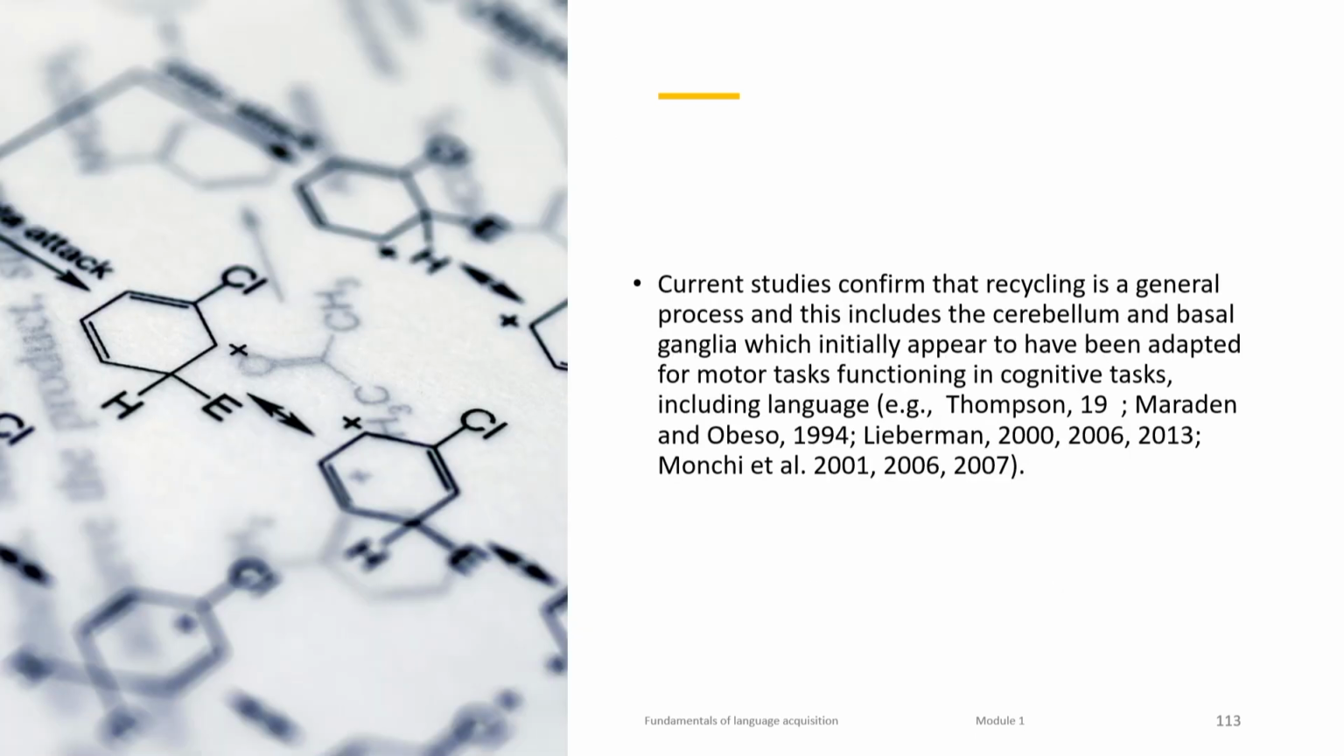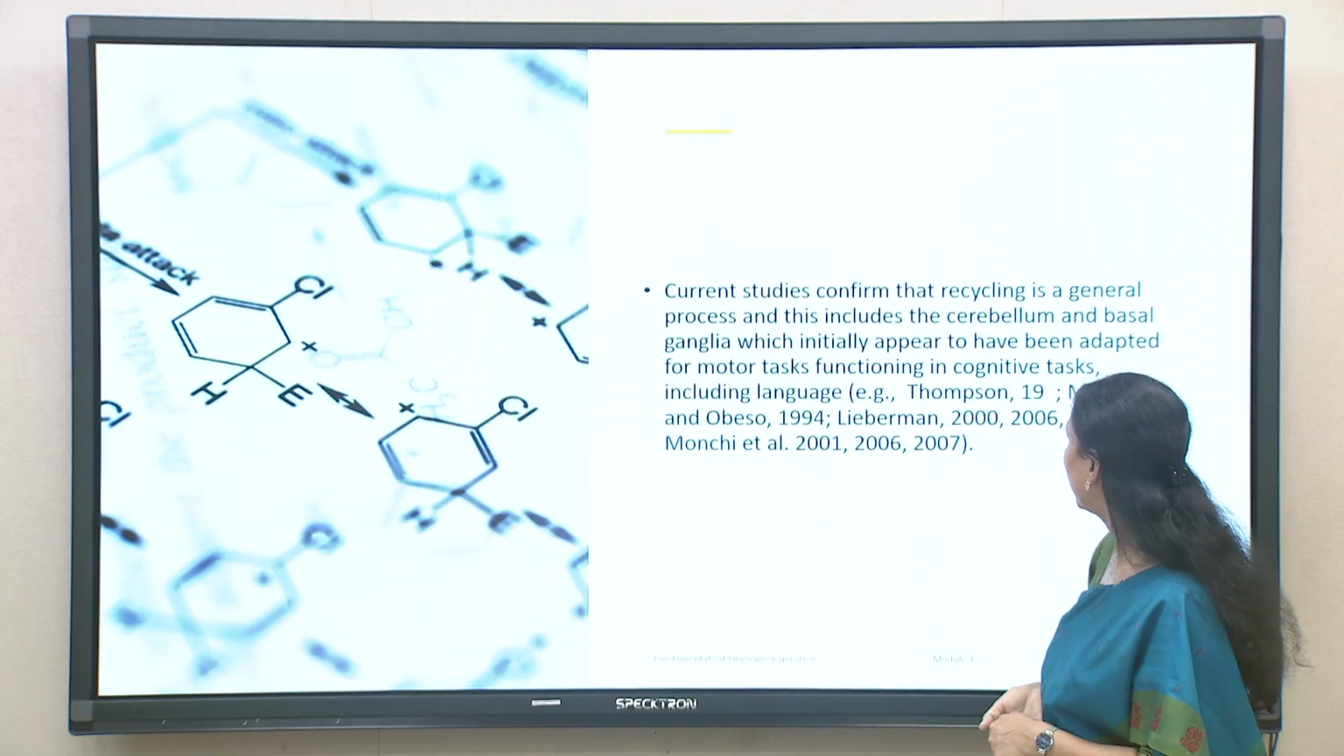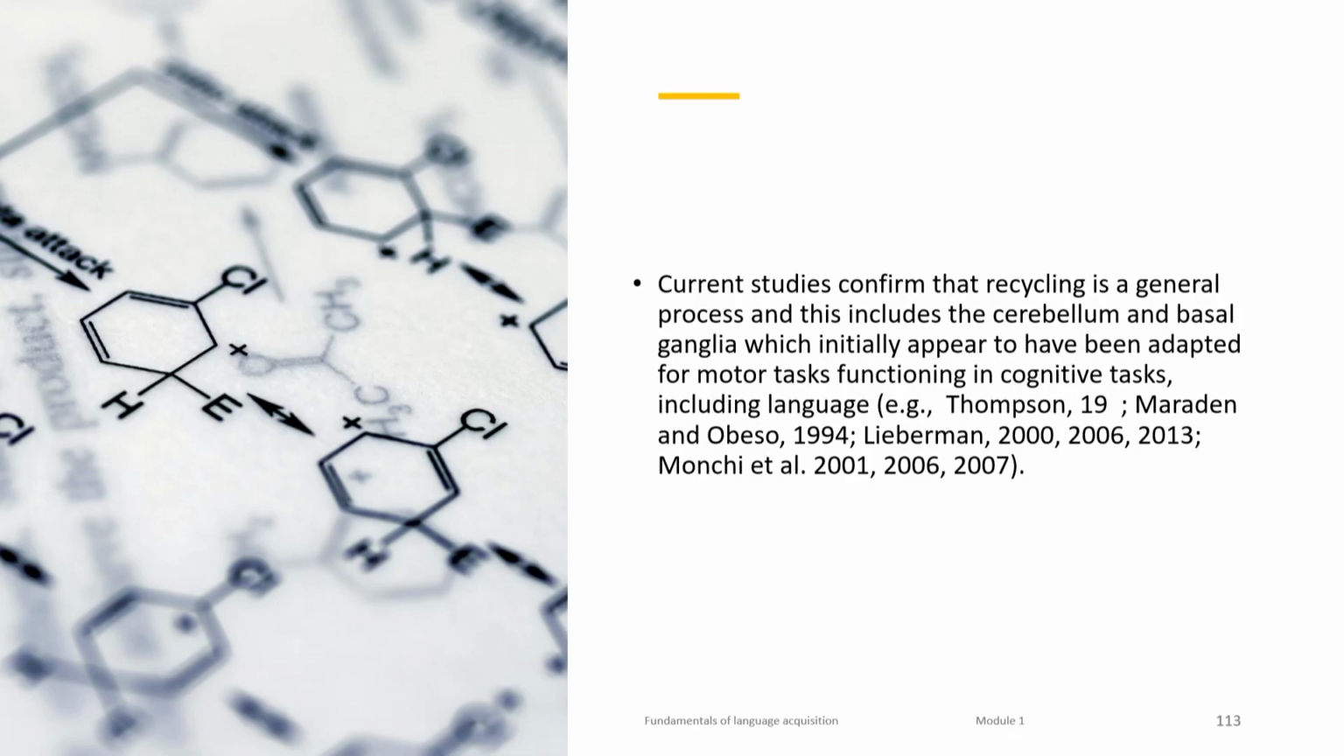And current studies also confirm that recycling is a general process, and this includes the cerebellum and the basal ganglia, which Lieberman talks about heavily, which initially appeared to have been adapted for motor tasks, but function in cognitive tasks, and it also includes language.